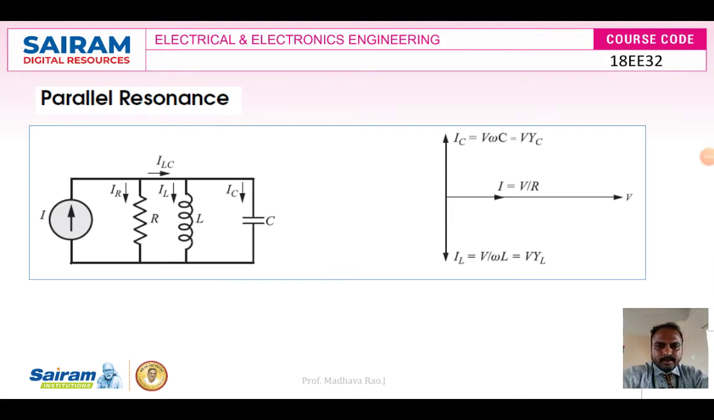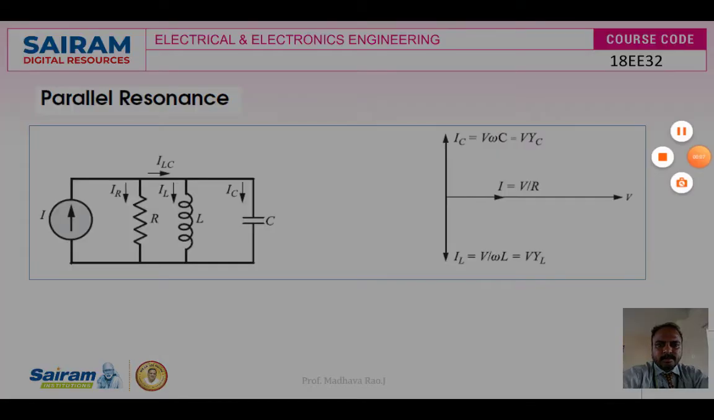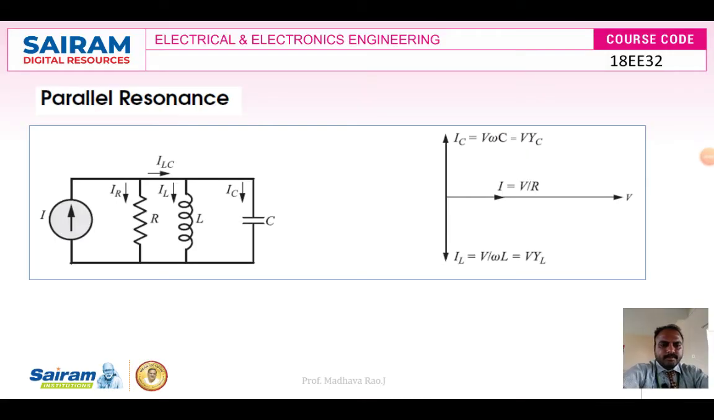Hi everyone, in this video we are going to see about parallel resonance circuit. In the previous video we discussed series resonance circuit. In series resonance circuit, RLC elements are connected in series with the voltage source, but in parallel resonance circuit, RLC elements are parallel with a current source. So, RLC elements are connected in parallel and also connected in parallel to the current source.